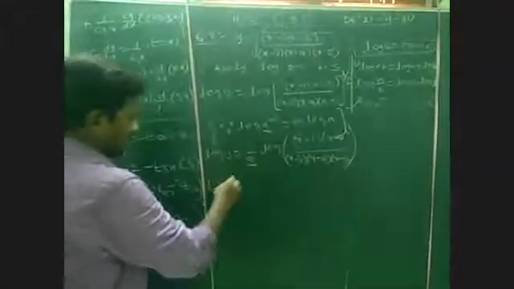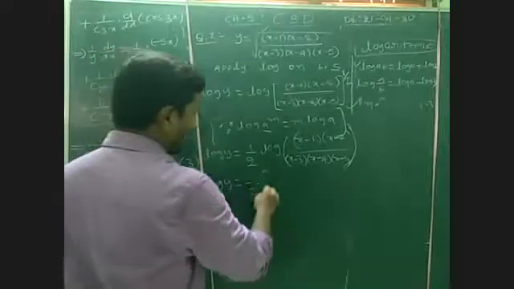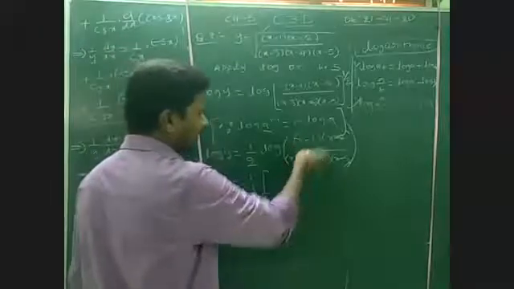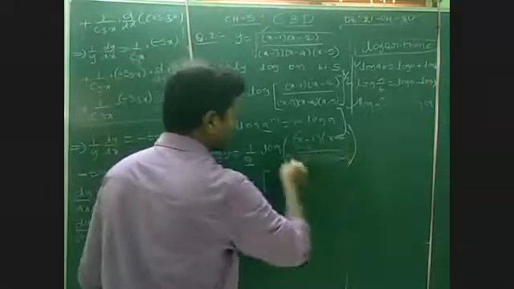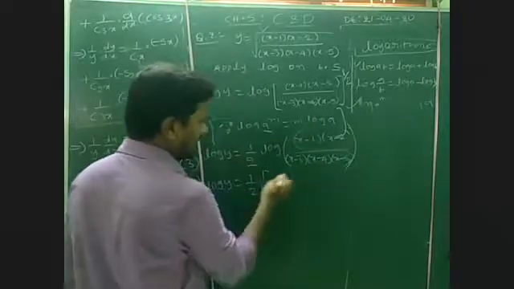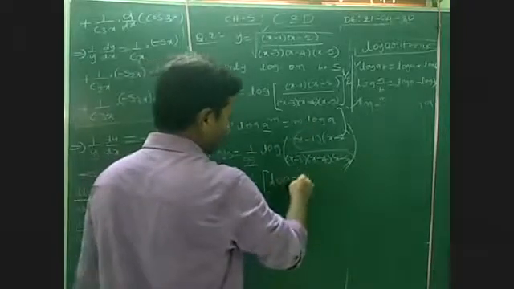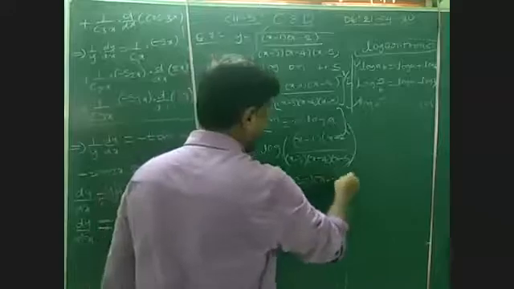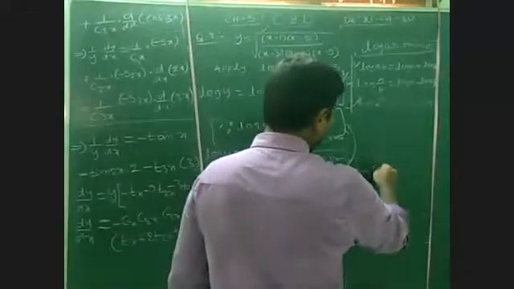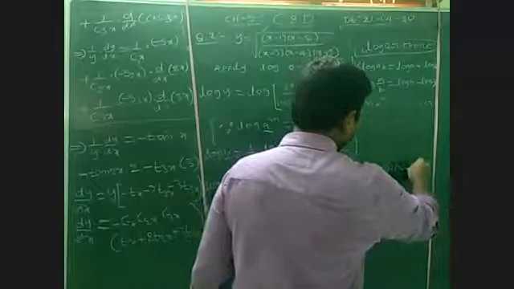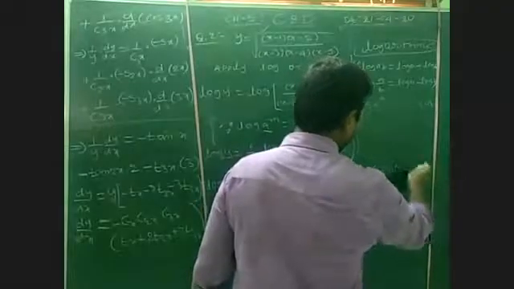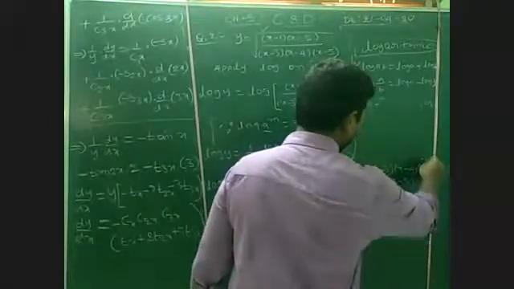Log y is equal to 1 by 2 of bracket log a by b. This total as a, this total value as b, log a by b. Log of x minus 1, x minus 2 minus log of x minus 3, x minus 4, x minus 5. Okay, next.